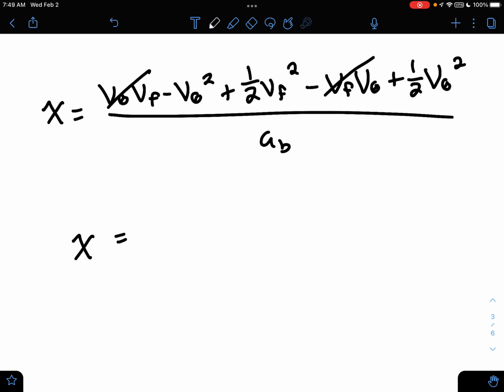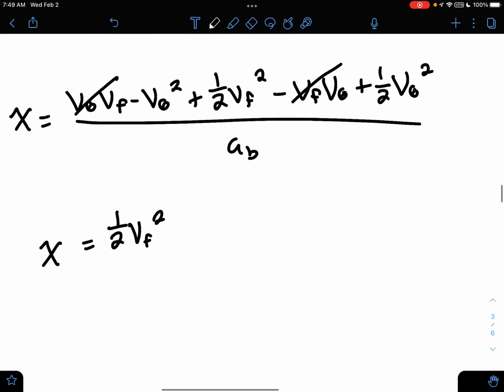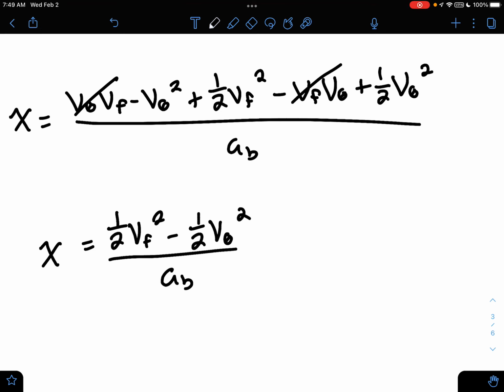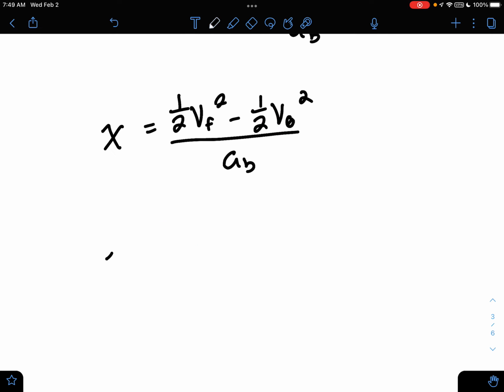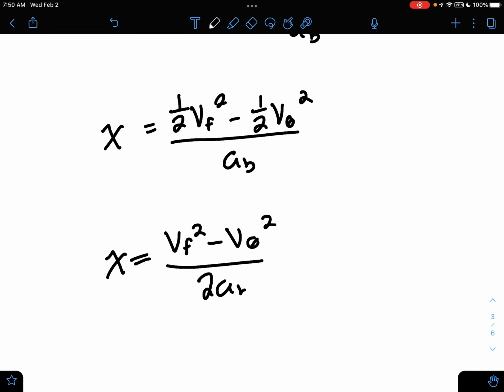I'm going to pull this first, 1/2 v final squared minus 1/2 v naught squared over acceleration. Alright, and now since both of these are divided by 2, we can move the 2 into the denominator as well. Alright, so it's going to be x equals v final squared minus v naught squared over 2 times the acceleration.